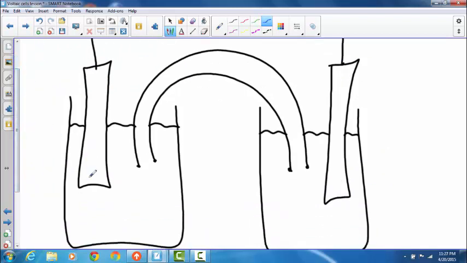This time, let's try silver, Ag, and magnesium, Mg. All right, I look them up, and Ag is really low, so this is going to be my reduction, and that means it's going to be my red cat, so this is my cathode. That T reminds me that this is the positive side.